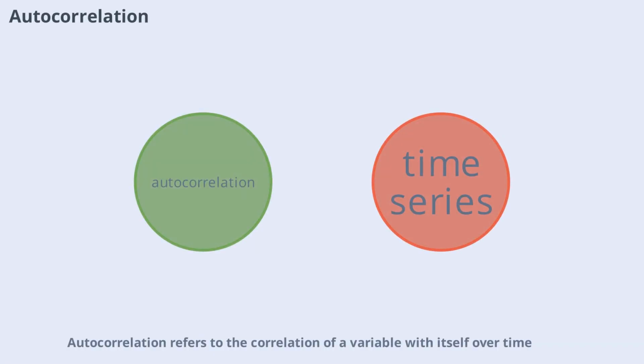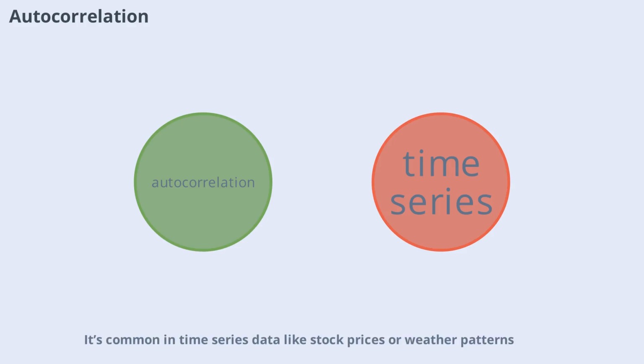Autocorrelation refers to the correlation of a variable with itself over time. It's common in time series data like stock prices or weather patterns. Recognizing autocorrelation helps you understand trends and make better predictions in fields like finance and meteorology.